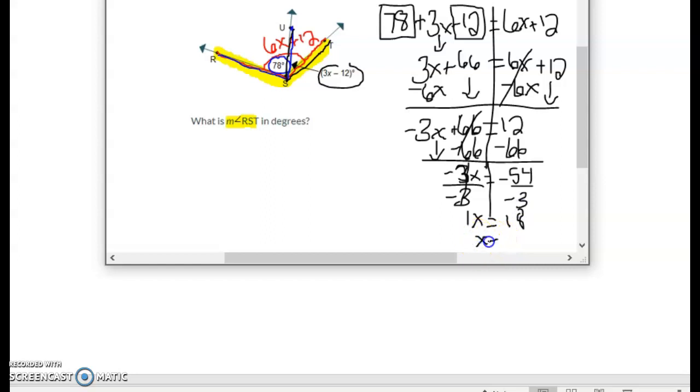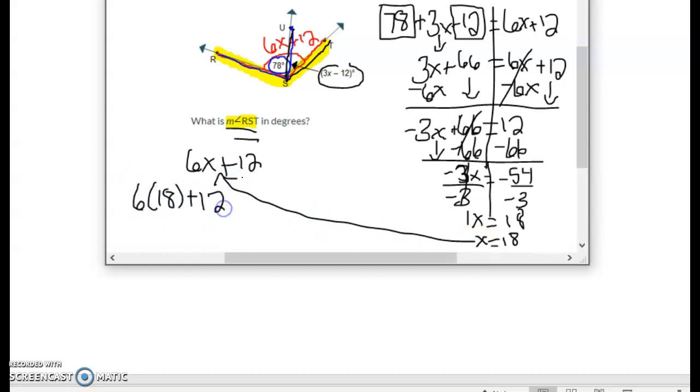So I solved for x, and I got that x equals 18. But that is not what the question asked for. The question did not say solve for x. The question says, what is the measure of angle RST? So now we're going to go back. We know RST is represented by 6x plus 12. So now we're going to plug that 18 in for x.